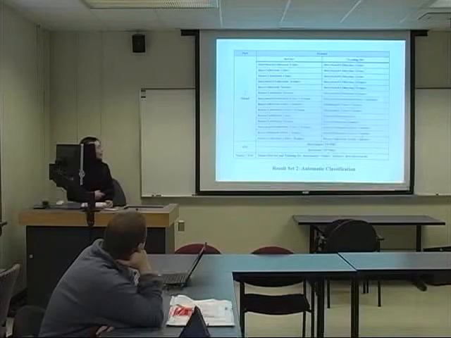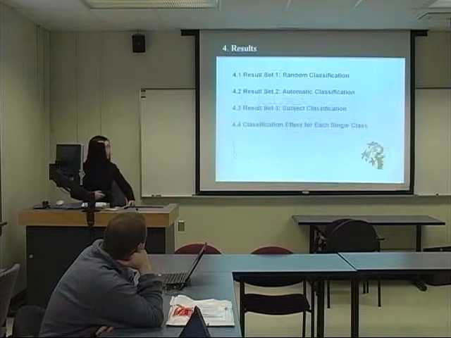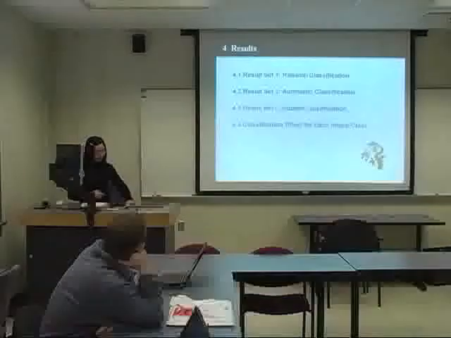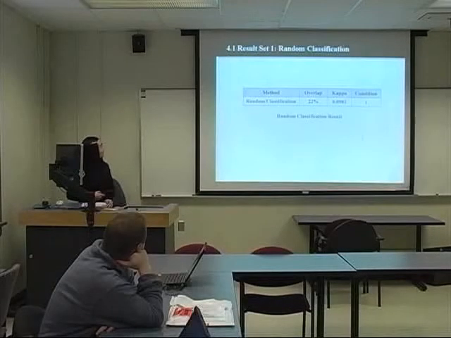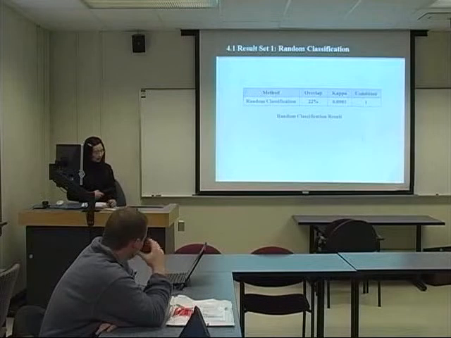This table lists all the cases in the result set for our main trial, automatic classification. It contains three parts: visual feature classification, text classification, and the combination of the two. Now let's see the results. Here is the result set by random classification. The table lists the results.